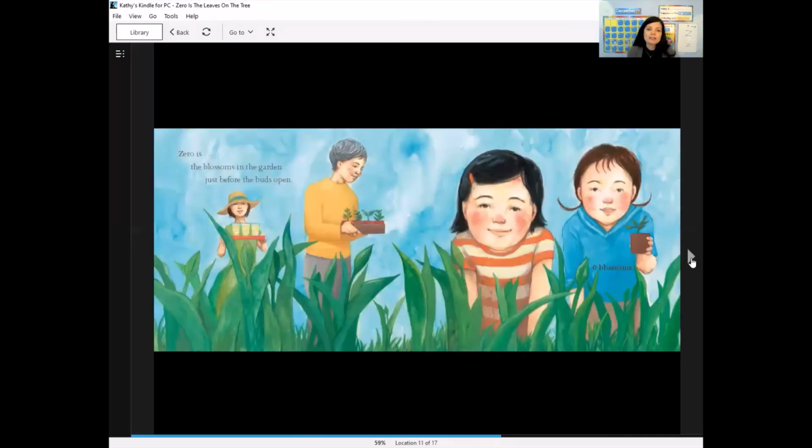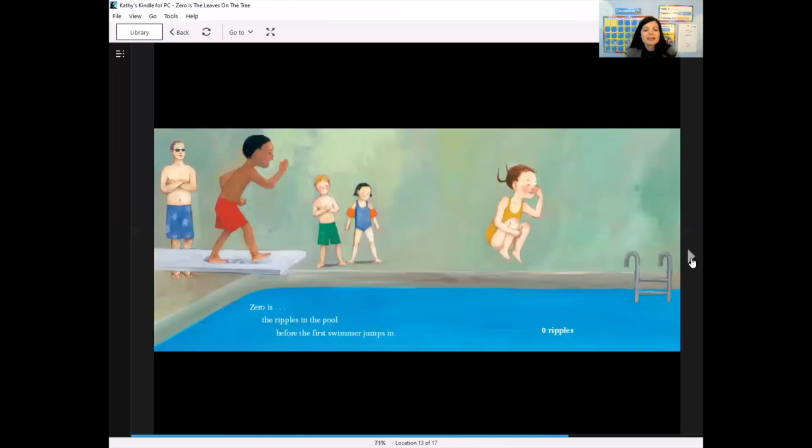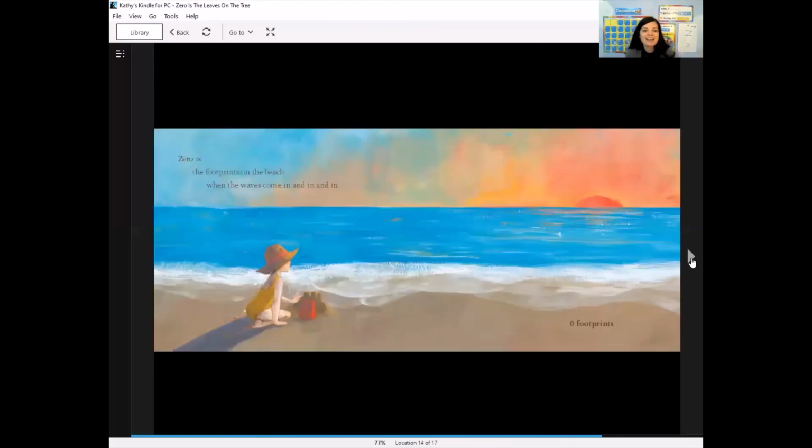0 is the blossoms in the garden just before the buds open. 0 blossoms. 0 is the bikes in the bike rack on the last day of school. Goodbye. 0 bikes. 0 is the ripples in the pool before the first swimmer jumps in. Splash. Now there are lots of ripples.